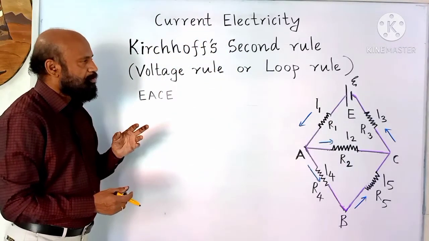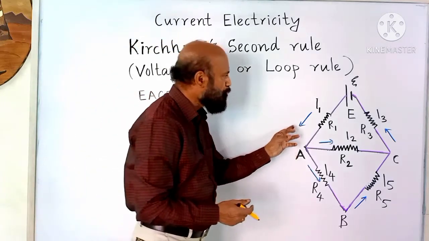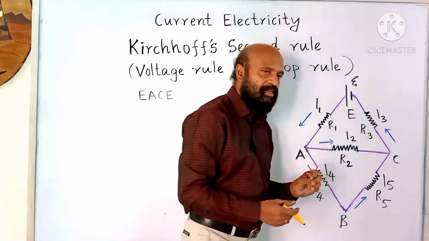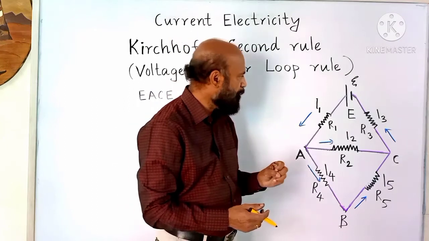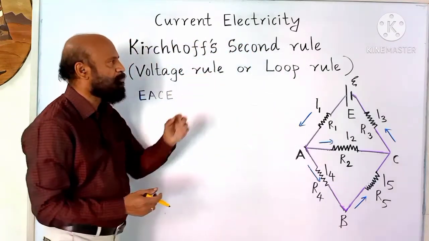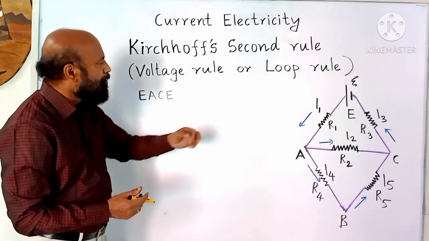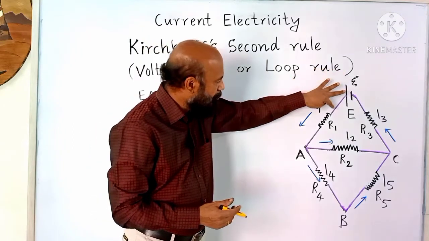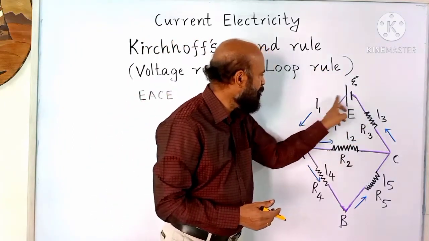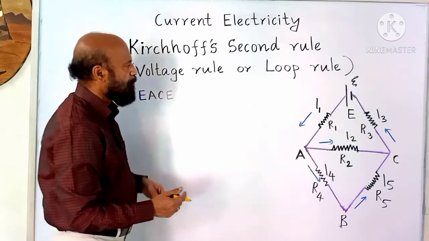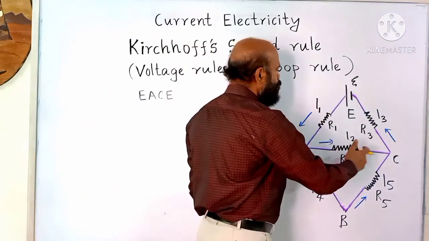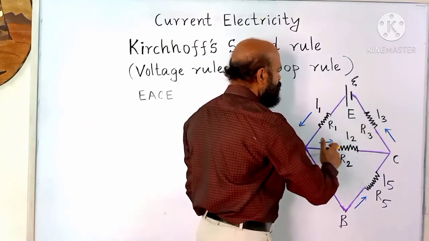Kirchhoff's second rule is applicable for a closed loop. Current in the circuit should be steady. Then only we can apply Kirchhoff's second rule. E A C E. Let us apply Kirchhoff's second rule for this closed loop.